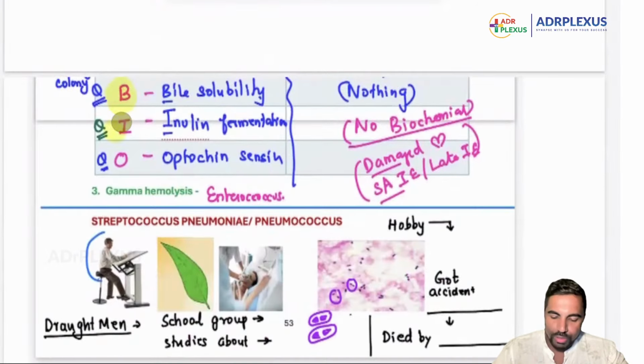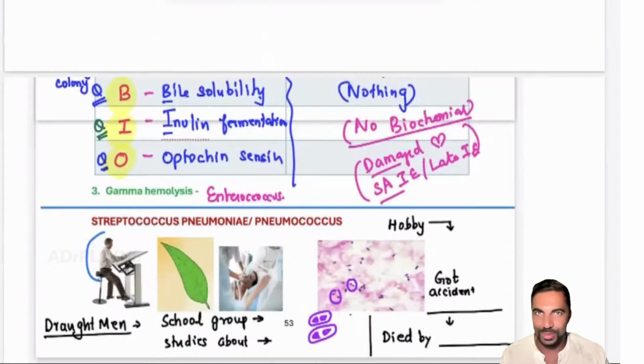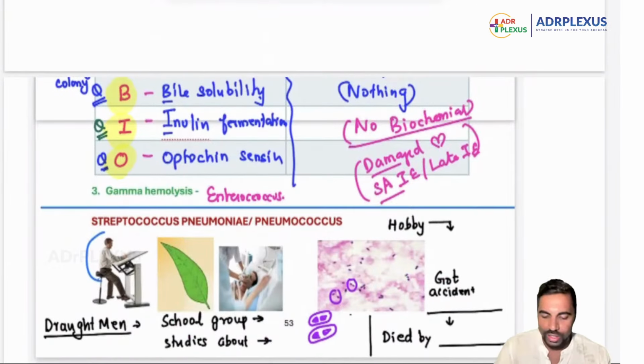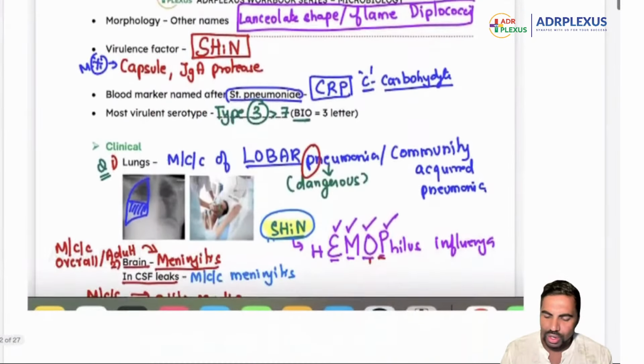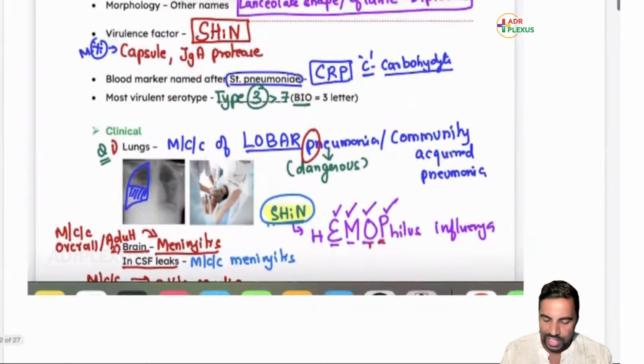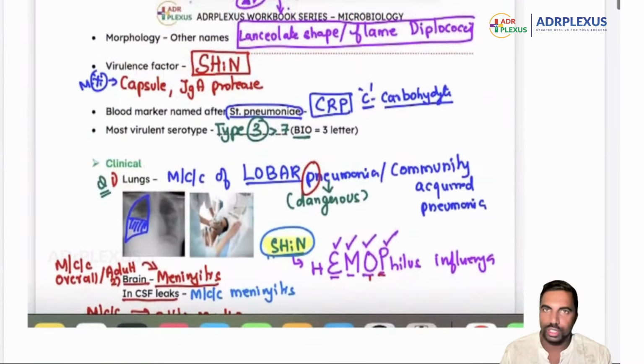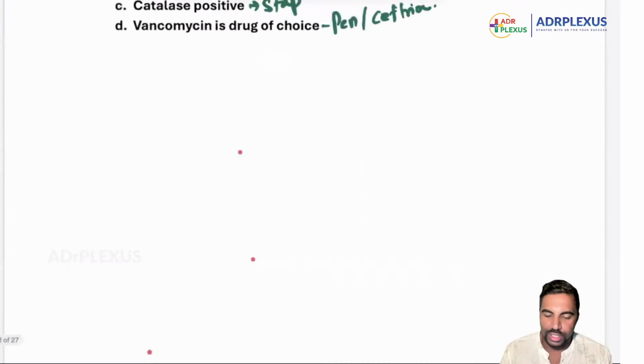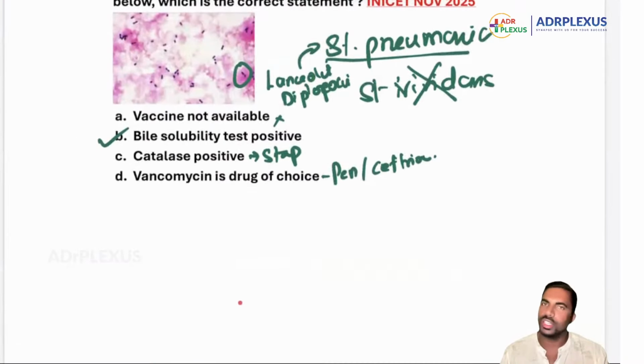That is all you have to remember for Streptococcus pneumoniae. Remember in 12th standard biology, we discussed Streptococcus pneumoniae. So it is easy. Bile solubility is given already, so that's the answer. If you go down, the lobar pneumonia, everything we discussed. We discussed the vaccine also. So that was an easy question. If you have revised it, it would be easier, but no problem. You don't need to worry at all.